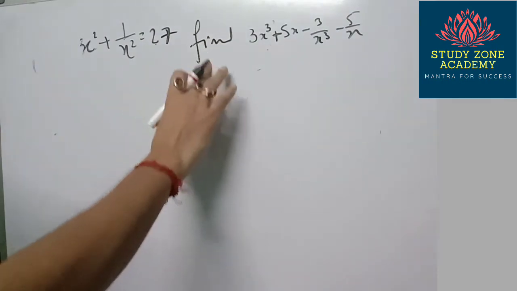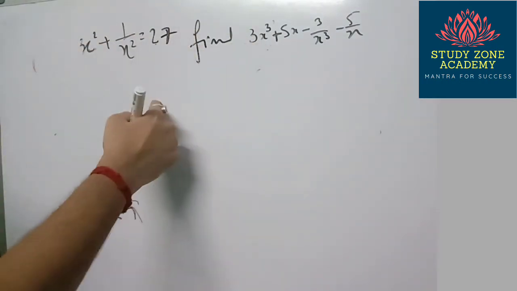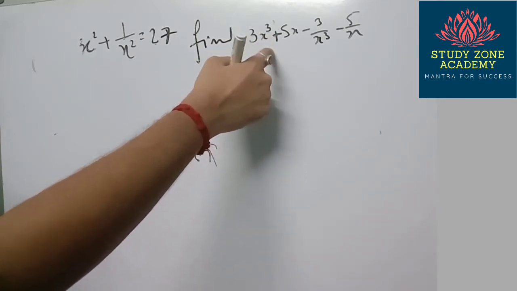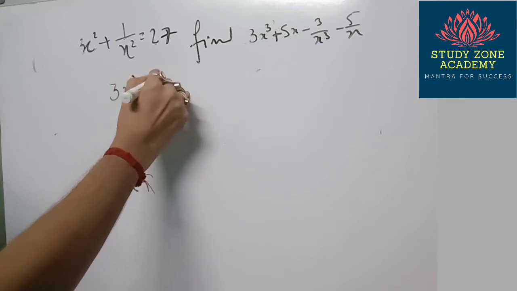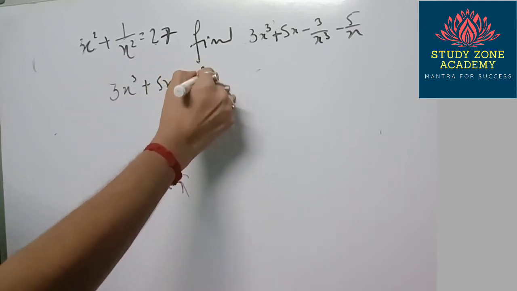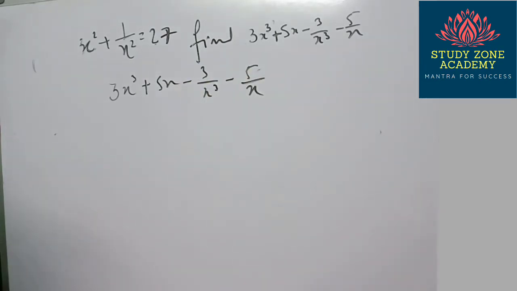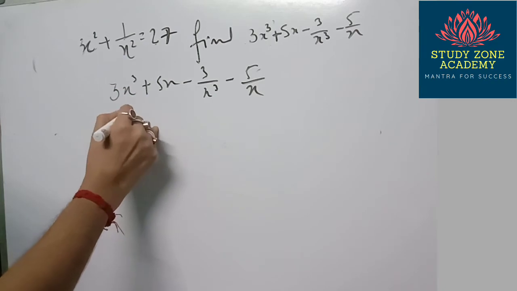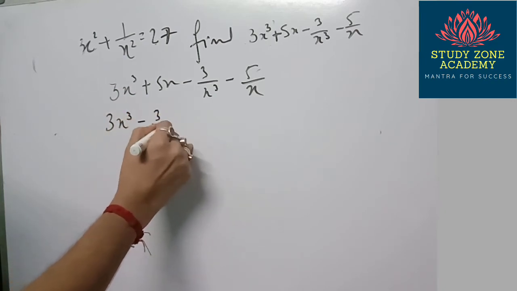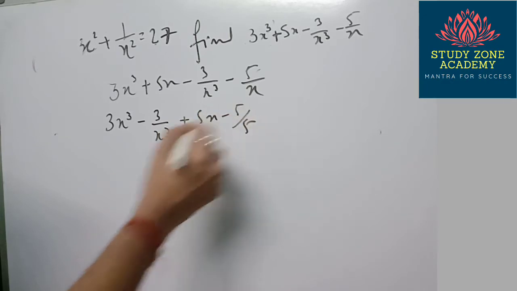I'm not going to solve the entire sum, but I'm going to help you out. They have given this data and we need to find this. So first write it down: 3x cube plus 5x minus 3 by x cube minus 5 by x. Let us take all the cubes together: 3x cube minus 3 by x cube plus 5x minus 5 by x.